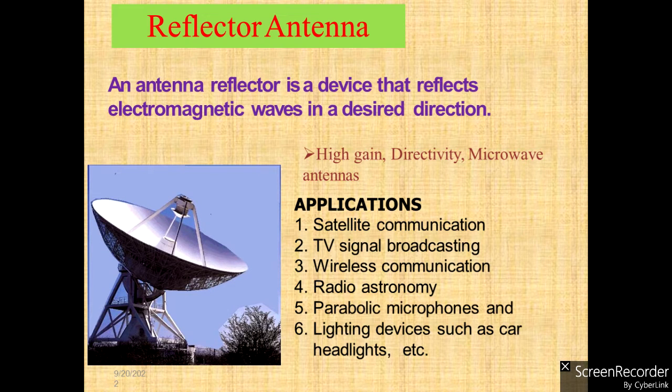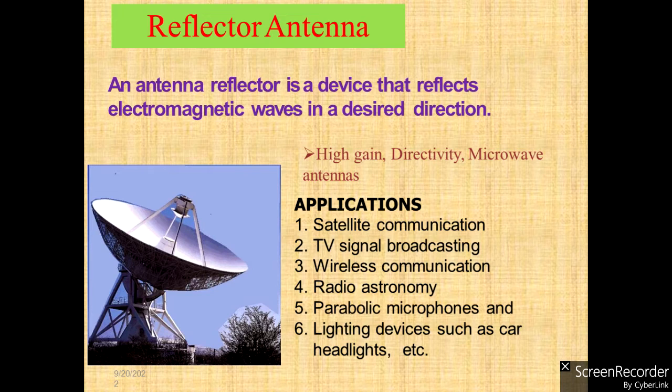Now we go on with the reflector antenna. So what is a reflector antenna? A reflector antenna is a device that reflects electromagnetic waves in a desired direction. Till now we radiated the energy without any reflection. Now here we are using a reflector to reflect the signals, so it is named as reflector antenna. We use this because we can obtain high gain and directivity, and it is used in very high frequencies like microwave frequency, so it is also called the microwave antenna.